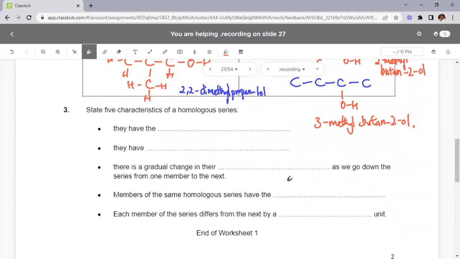Right now, to end worksheet one, we're going to state the five characteristics of a homologous series. So what are the five? First, because they are all in the same homologous series, they must have the same functional group. We have actually written this before. Same functional group. And because they have the same functional group, they have similar chemical properties. They react in the same way.